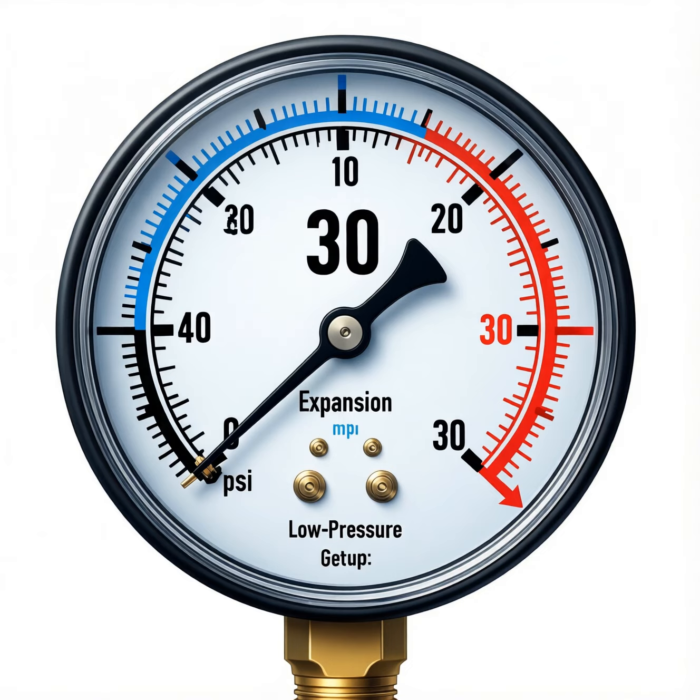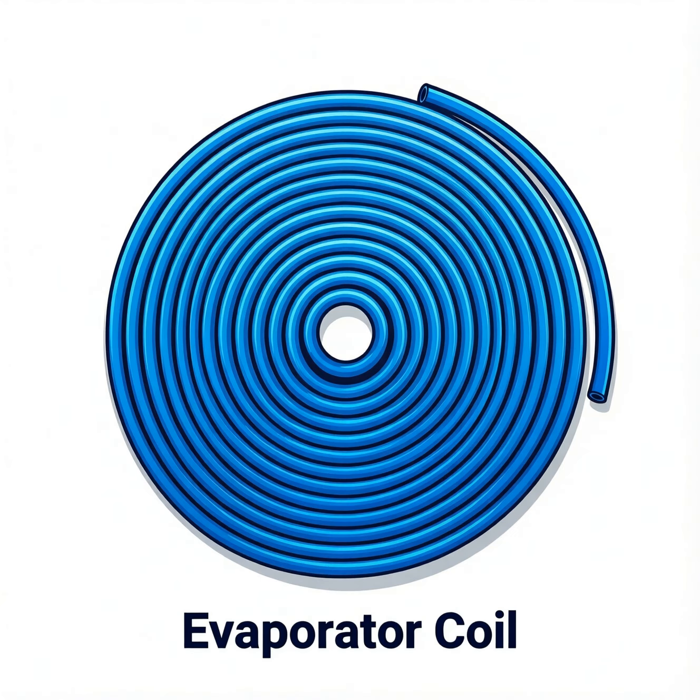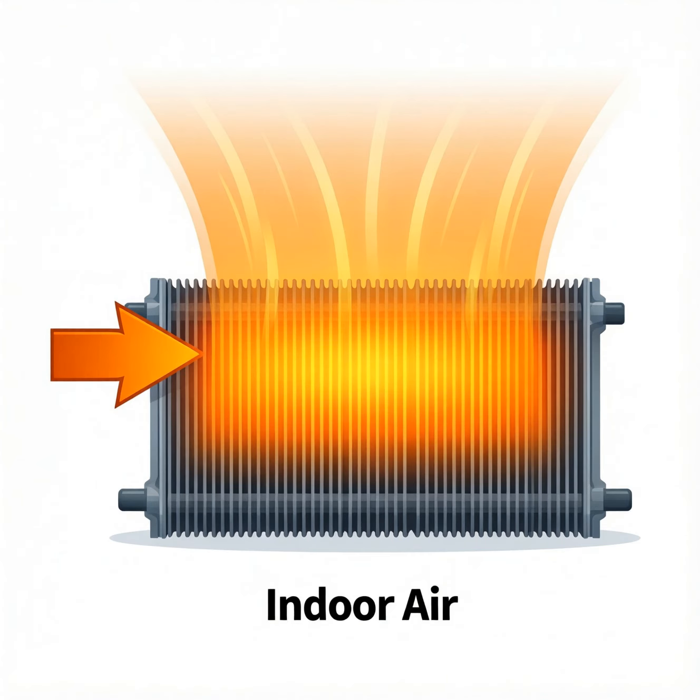The evaporator coil sits inside the air handler. Cold refrigerant flows through its thin tubes at low pressure. Warm indoor air blows across the coil, touching the cold surface. Heat from the air moves into the refrigerant by conduction. The refrigerant absorbs this heat and begins to vaporize. As it evaporates, its temperature stays constant while pressure drops.